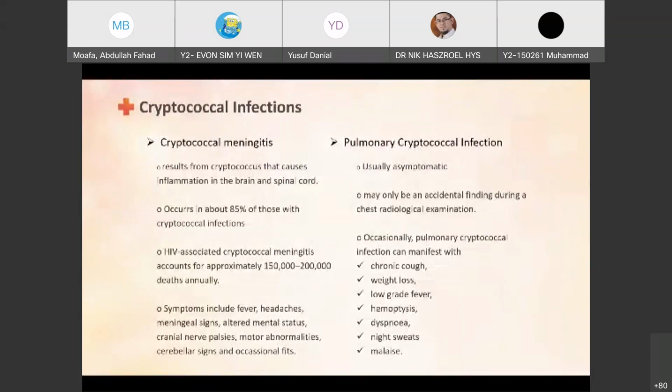While for pulmonary cryptococcal infection, the respiratory infection is usually asymptomatic and may only be an accidental finding during a chest radiological examination. Occasionally, pulmonary cryptococcal infection can manifest with chronic cough, weight loss, low-grade fever, hemoptysis, dyspnea, night sweats, and malaise.